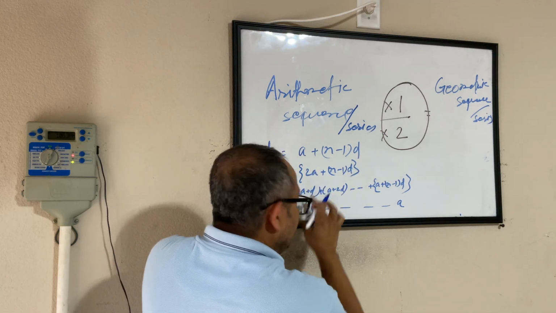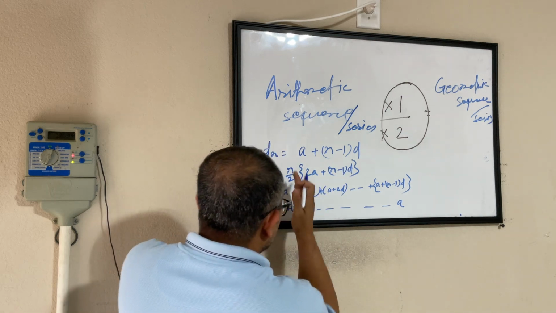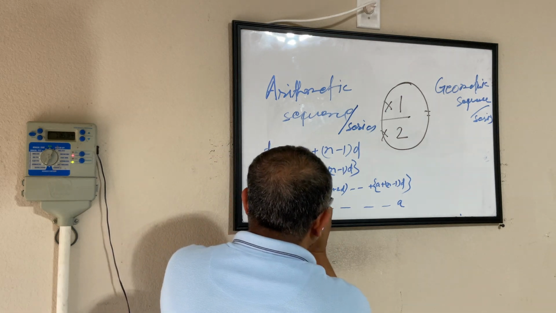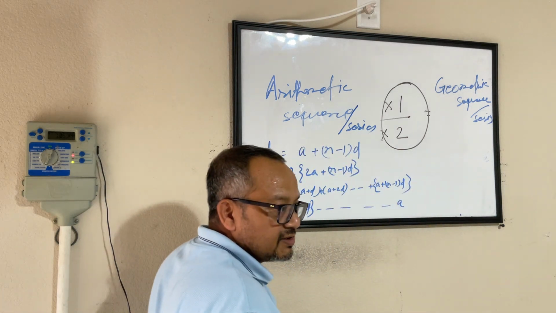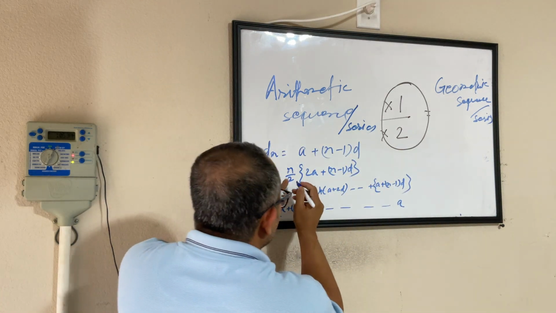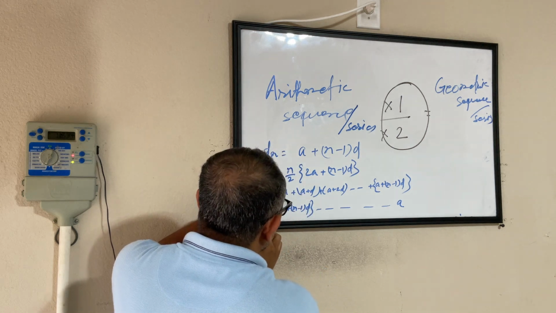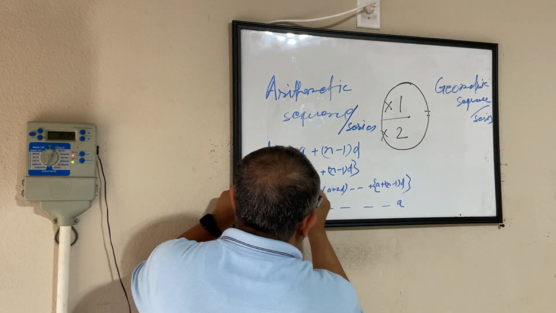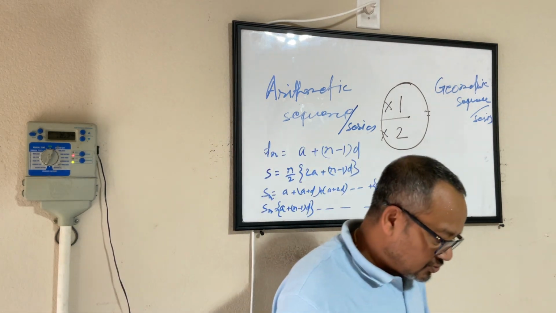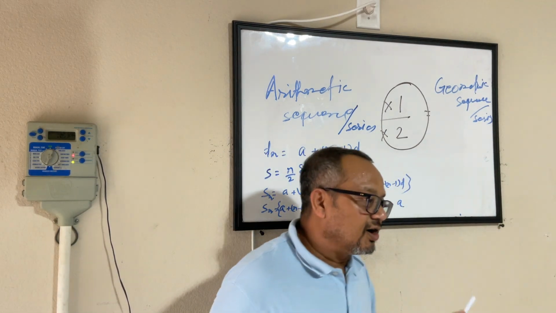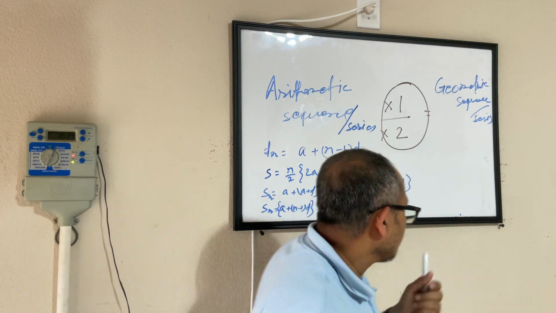And when you are adding these two, it becomes 2a plus n minus 1 d times the number of terms you have in the sequence. So that is how 2 times s became equal to n times this whole value. So s will be equal to n by 2 times that. I am just giving you this as a clue, to help you recall what we did in the last class. Okay.